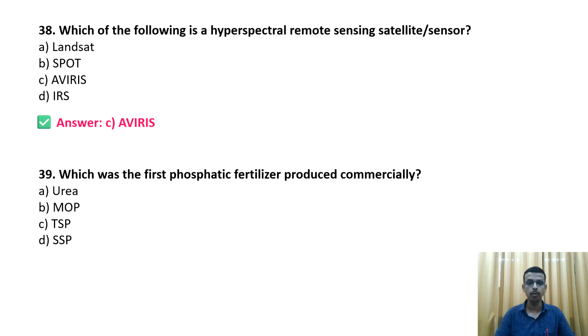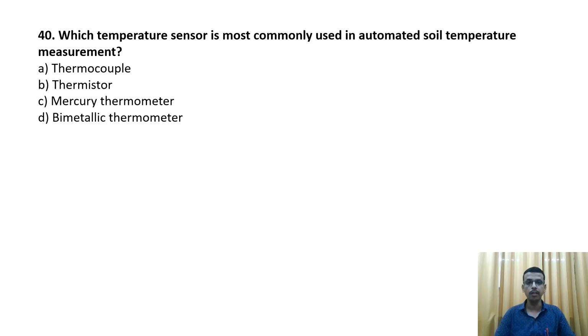Then coming to which was the first phosphatic fertilizer produced commercially. You all know that is SSP, single superphosphate. Then which temperature sensor is most commonly used? For automatic soil temperature measurement, only the thermistor is used.